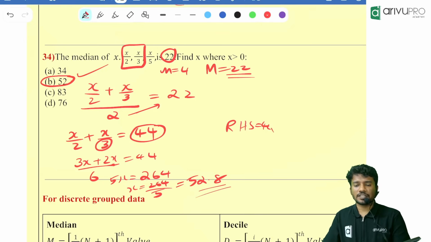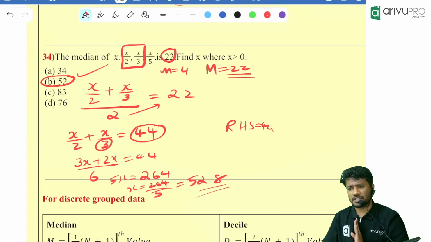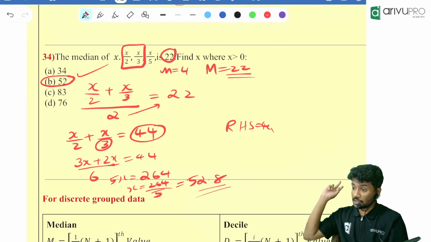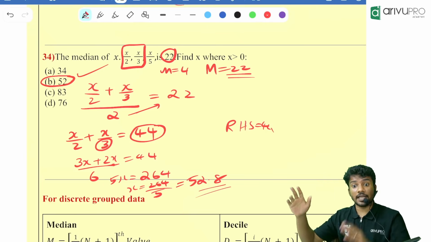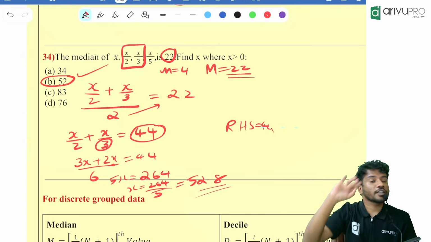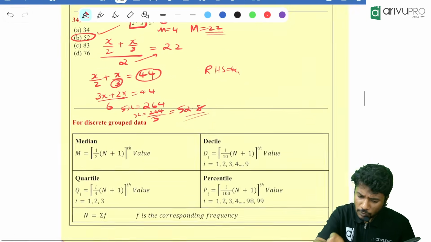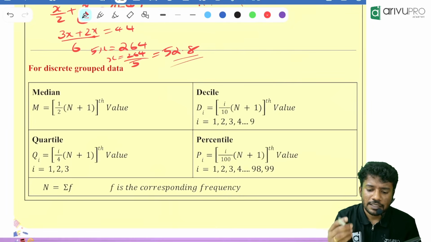Okay, so we studied ungrouped data. Now we have two more types in median and partition: grouped data and continuous grouped data. Both have different methods. Ungrouped has one method, discrete grouped has another, and continuous, the class interval grouped type, has another. We should study all the methods. Questions can be from any of the three, but usually you will not get a question from discrete grouped.